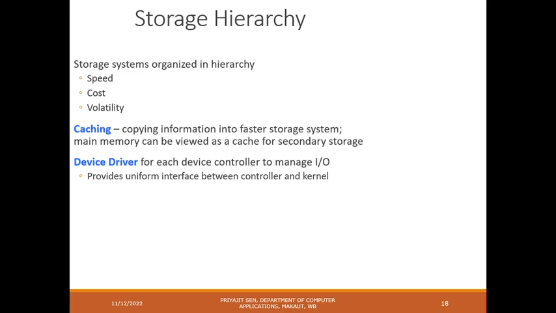For secondary storage like your hard disk, if you store something there, that will be a slower storage system. But if you copy something from the secondary storage to the main memory, then access will be fast. So that is called caching. Caching means copying some data from secondary storage to main memory, from a slower device to a faster device.